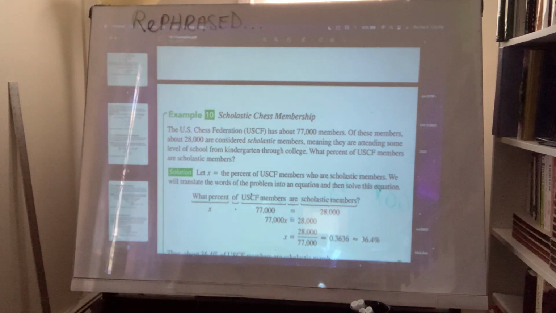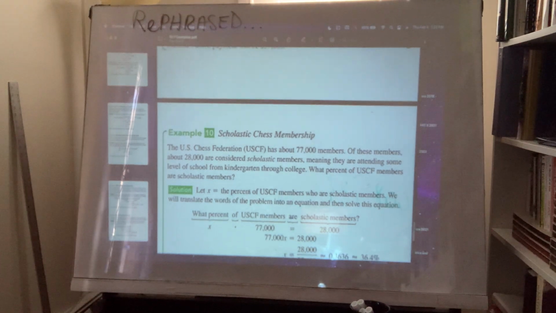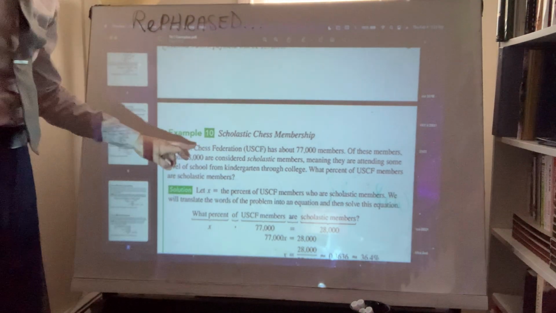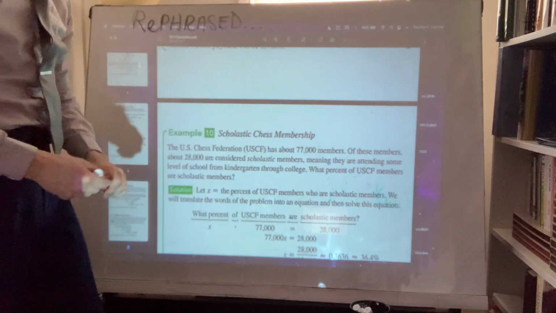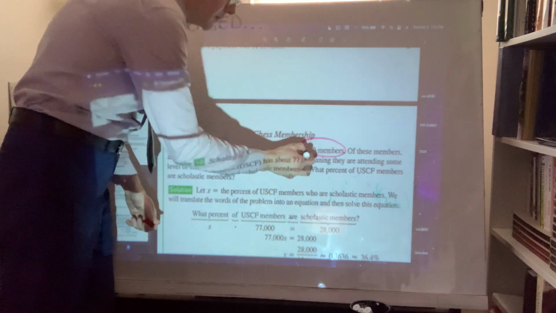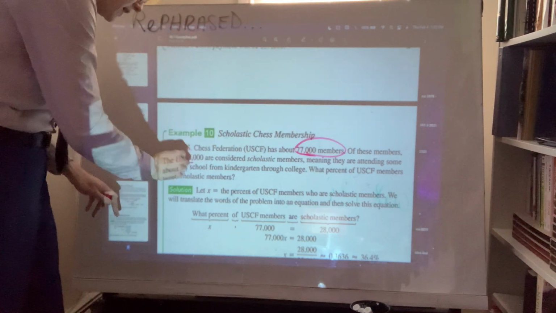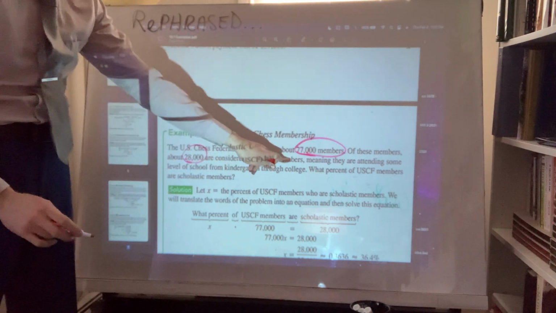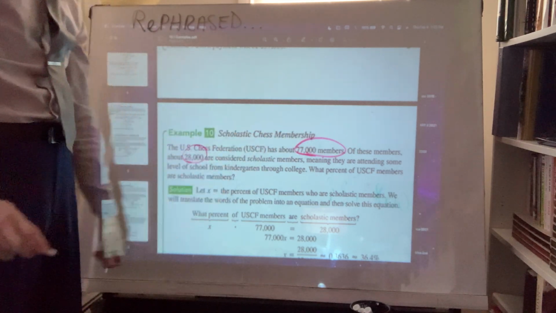Scholastic chess membership. The U.S. Chess Federation has about, I'm going to circle some numbers here, 77,000 members. Of these members, about 28,000 are considered scholastic members, meaning they are in school, from kindergarten through college.